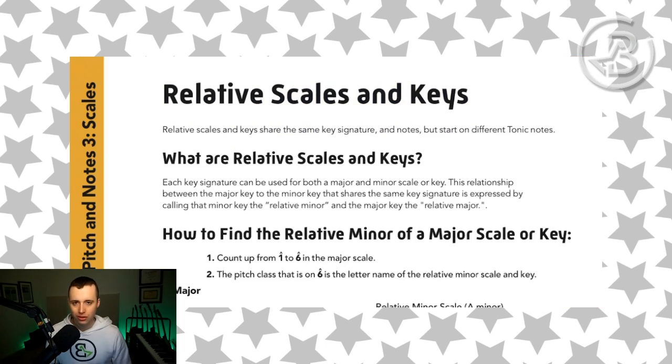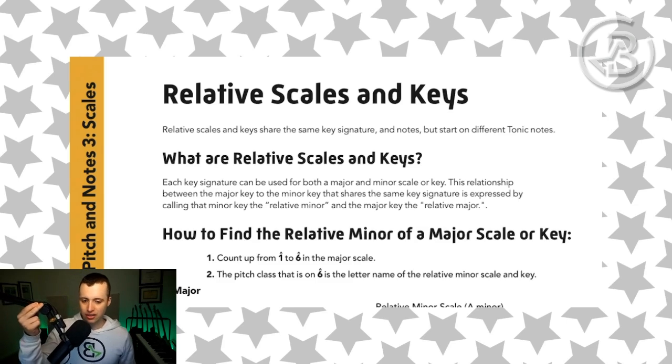Before you learn how to write out your natural minor scales, there's actually going to be something that, if you learn it first, is going to make your life so much easier, and that is relative scales and keys. So we're going to start there, and then in a later lesson, you're going to learn how to actually write out natural minor scales. Relative scales and keys share the same key signature and the same notes, but start on different tonics for the scales. The key signature is going to be the same. And we're going to explore that a little bit more.